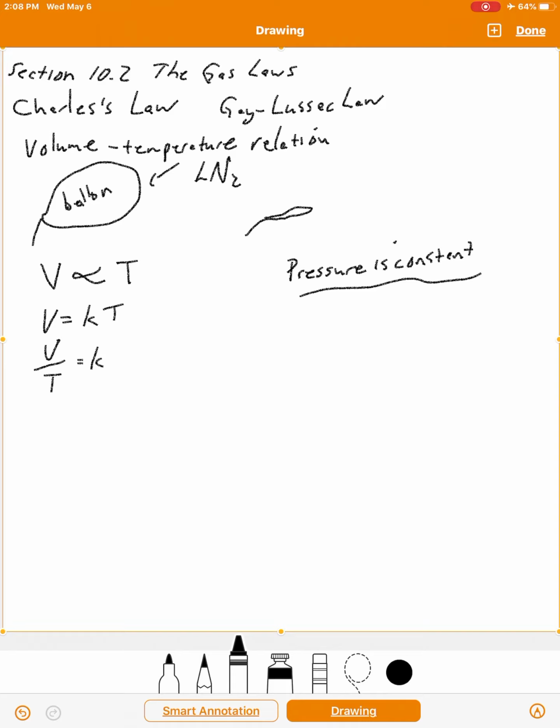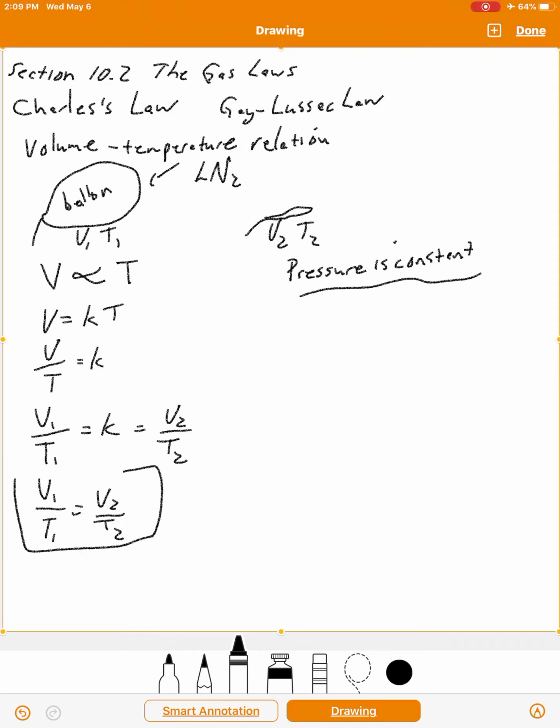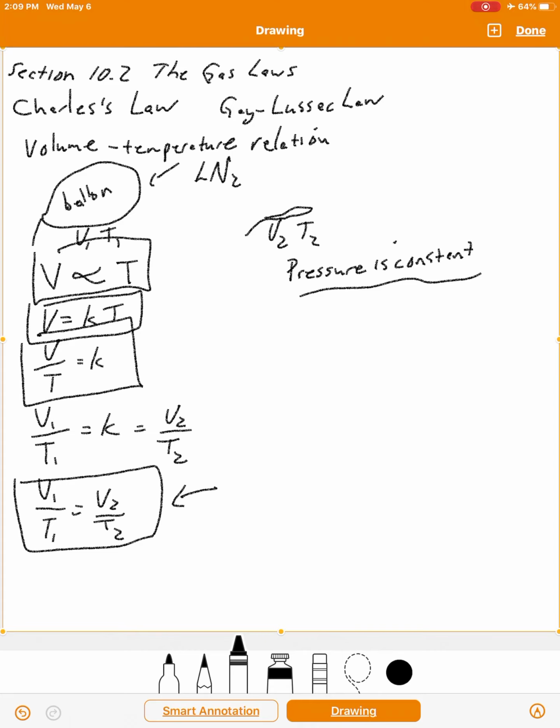Or just like with Boyle's law, this balloon has a volume and a temperature, and it still has a volume here. It's much smaller at a lower temperature, right? V1 over T1 is equal to a constant, but that constant is also equal to V2 over T2. So in other words, V1 over T1 is equal to V2 over T2. So here's another way of showing this relationship. Okay, notice there's a bunch of them, right? This one's pretty useful. It's probably the most useful of all of these that are listed in here.